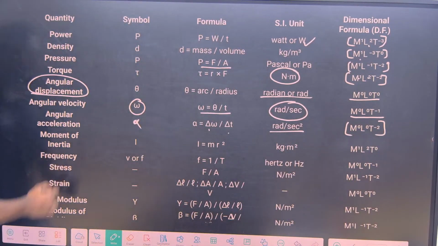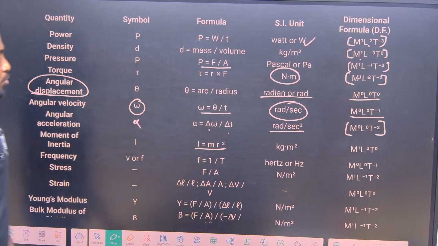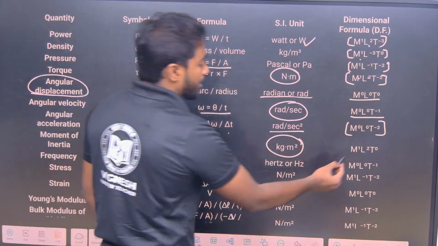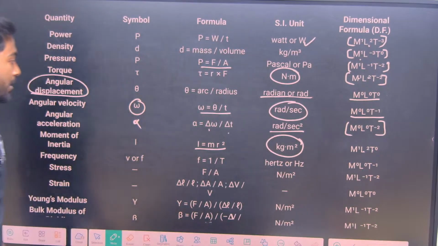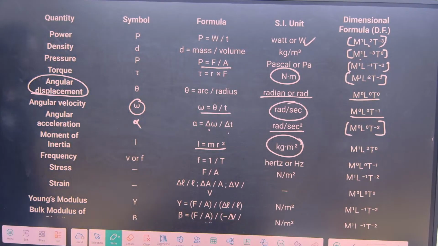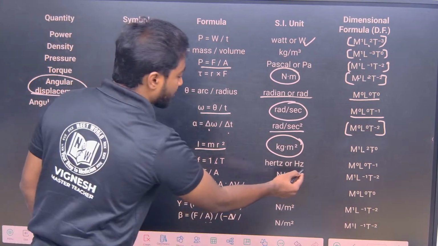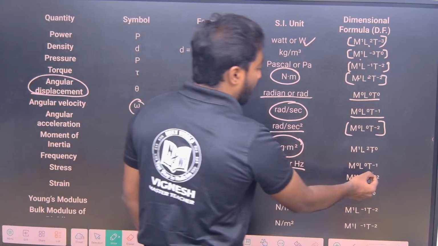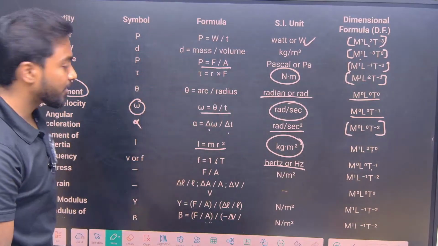Then moment of inertia, the formula is mr square. So kg meter square is the SI unit, and M power 1 L power 2 T power 0 is the dimensional formula. Frequency is nothing but 1 by time period. So the SI unit is hertz. It is 1 by time period, so the dimensional formula will be T power minus 1.